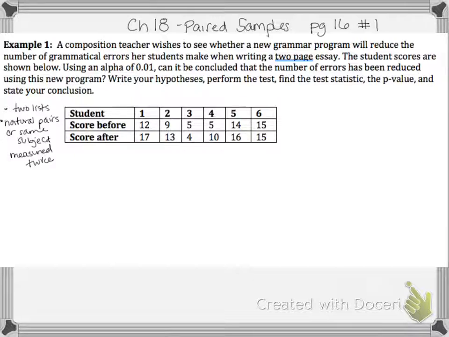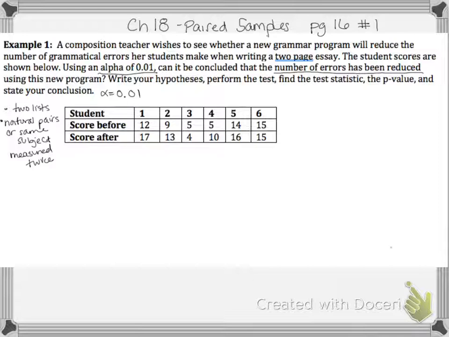A composition teacher wishes to see whether a new grammar program will reduce the number of grammatical errors her students make when writing a 2-page essay. The student scores are shown below. Using an alpha of 0.01, so I'll go ahead and record that here. It's a very small alpha level. Can it be concluded that the number of errors has been reduced using the new program? Okay. Write your hypotheses, perform the test, find the test statistic, the p-value, and state your conclusion.